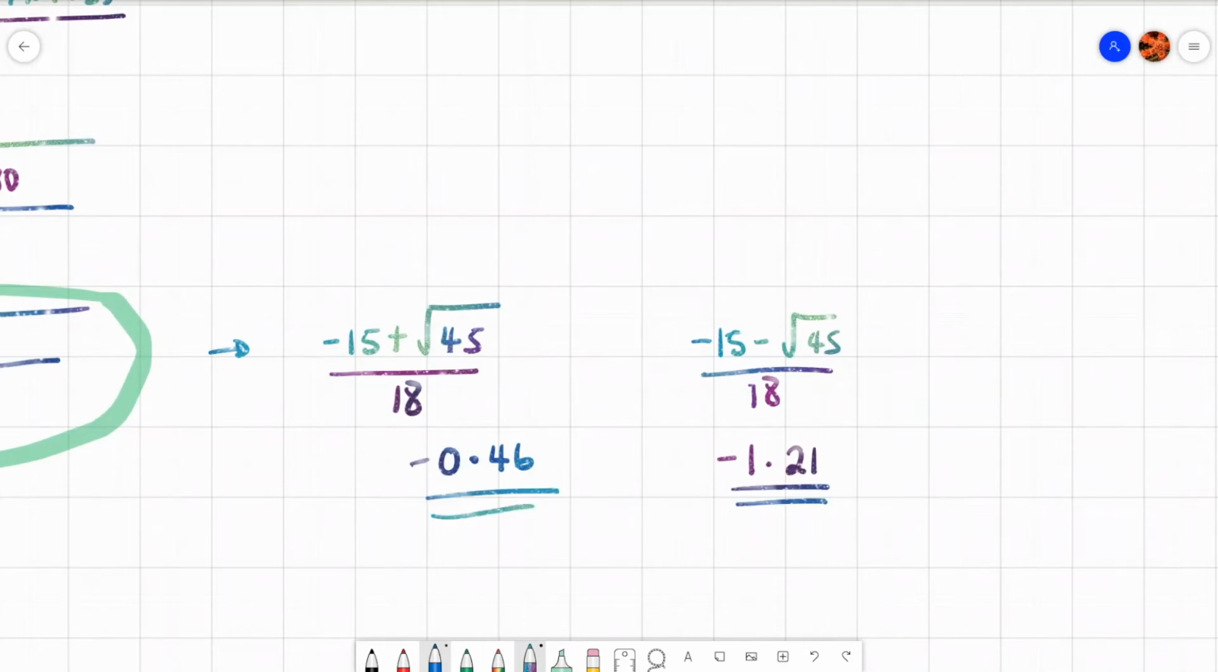I have solved a quadratic equation using the quadratic formula to work out the values of x. So my answer is minus 0.46 or minus 1.21.